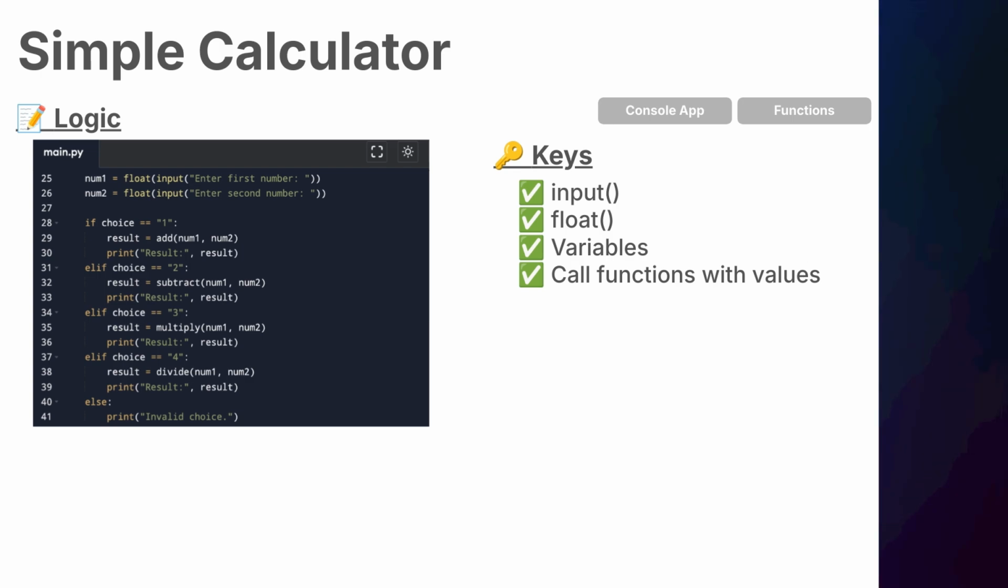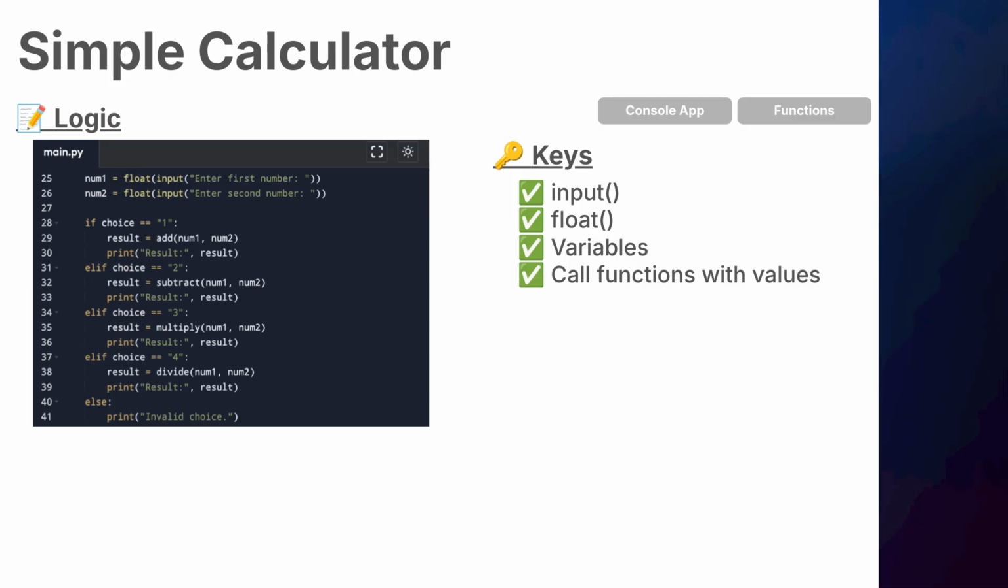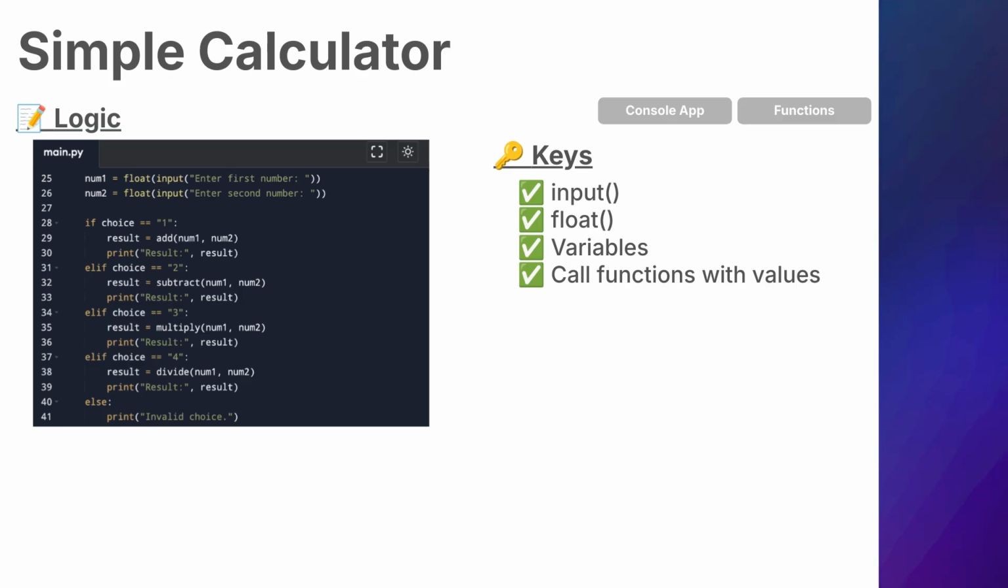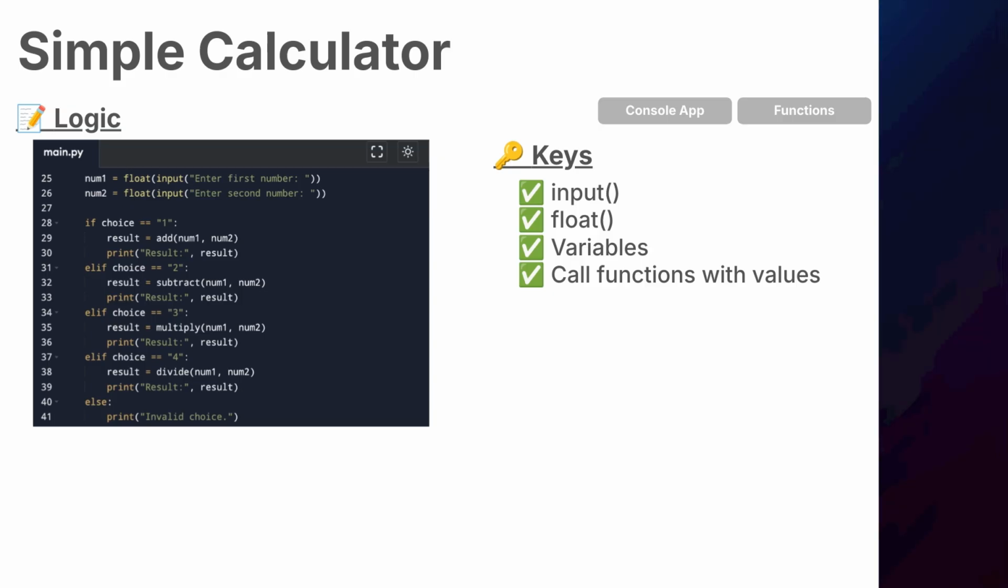First, we see two lines that ask the user to enter numbers. The input function reads what the user types. Because input always returns text, we wrap it in float so the program converts the text into a real number. Each converted number is stored in a variable. One variable holds the first number and another holds the second. Variables are like boxes that remember the values you'll use later.